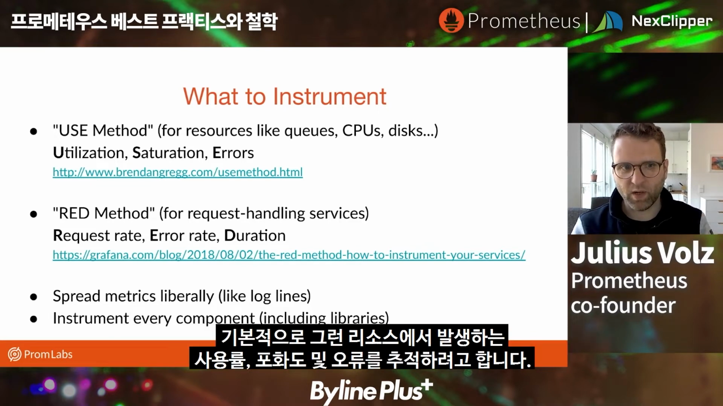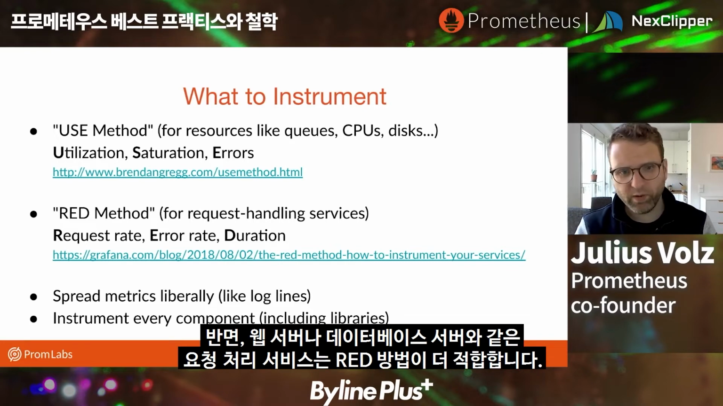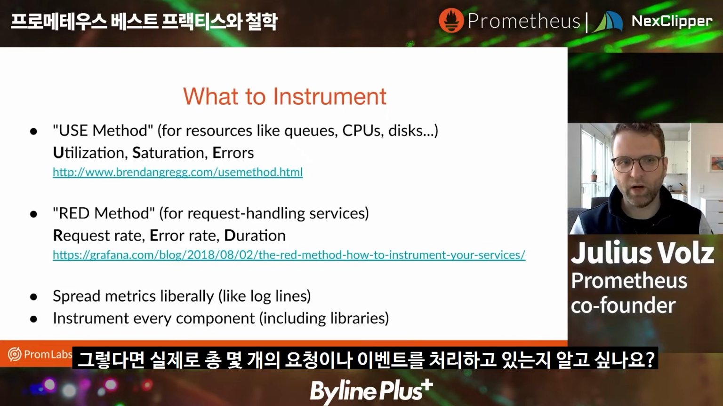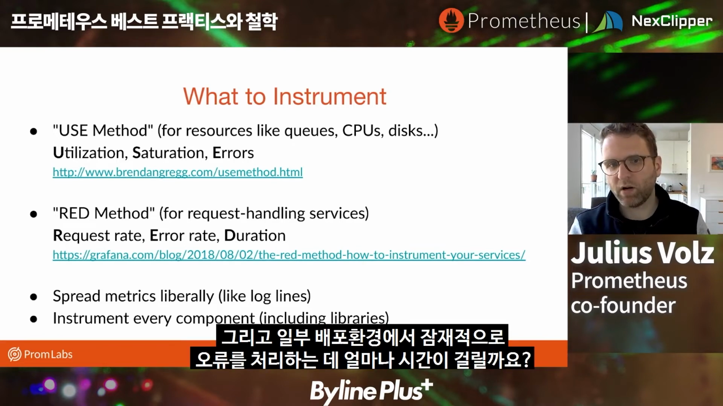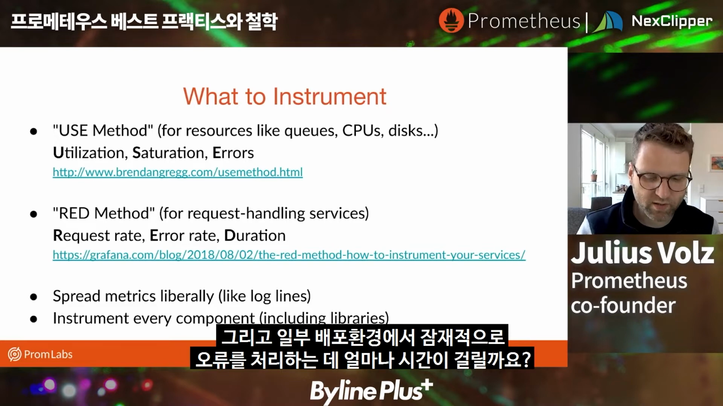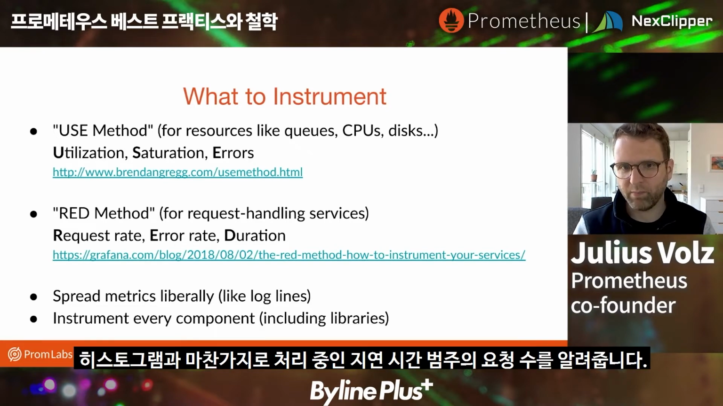So basically there you want to track the utilization, the saturation, and any errors that are occurring with that resource. When you have something that looks more like a request handling service, like a web server or a database server, something like that, then the RED method is more applicable. So there you want to see how many requests or events are you actually handling in total, how many of those are errors, and then also how long does it take to handle them. Potentially in some distribution, like with a histogram telling you how many requests of which latency category you are handling.